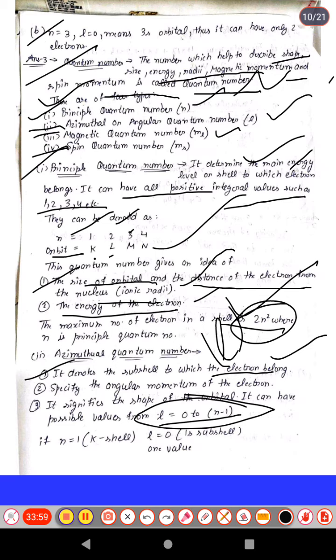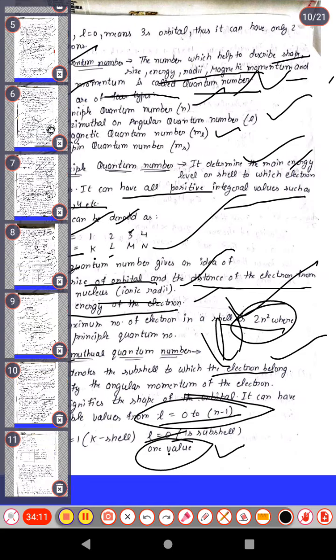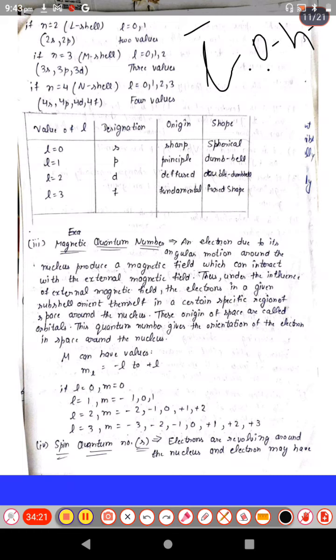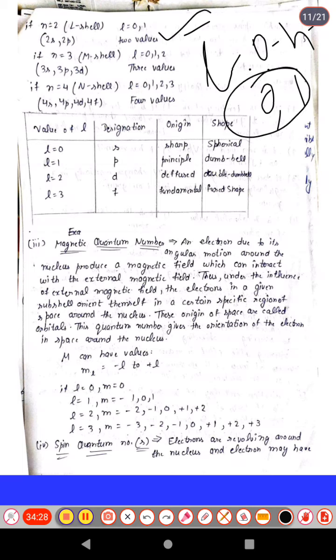For example, if n equal to 1, l becomes equal to 0, so it has only 1 value. Similarly, n equal to 2, here l values are l equal to 0 to n-1. It will give 0 value and n-1, 2 minus 1, that is 1 value, so 2 values are given here. Similarly, for n equal to 3, 3 values, and n equal to 4, 4 values. So from these values we can draw a table.